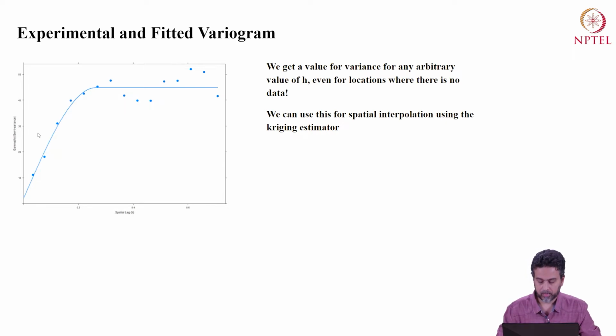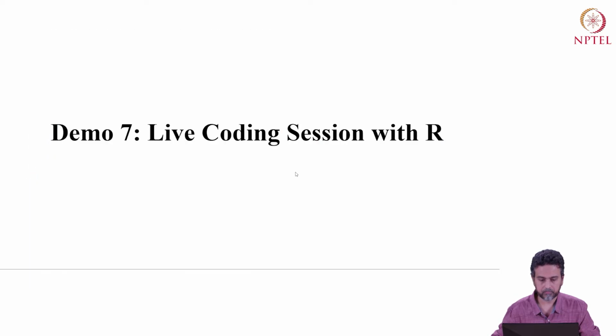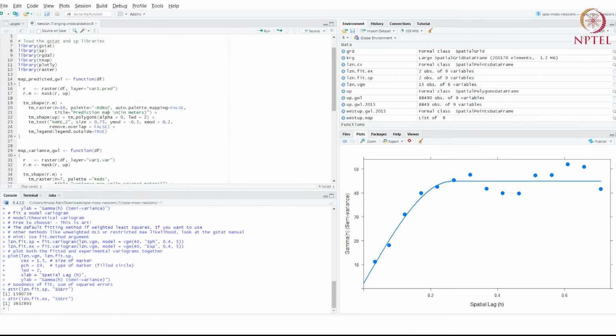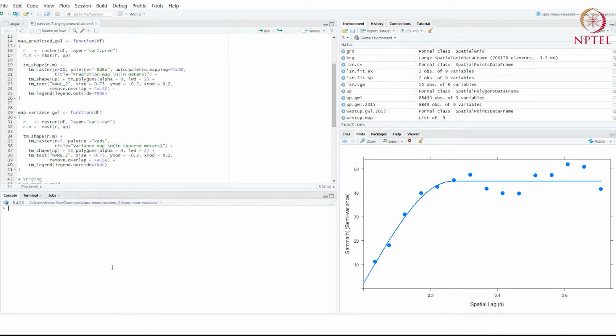So let's move on to our coding session. Here we are. We had fitted a spherical model variogram and stored it in an object called LZN. I'm still using LZN, which is log of zinc, where I should be using GWL, so please pardon me for that. The objects should be correctly named to reflect what they contain. So LZN.fit, we want the spherical fitted model.